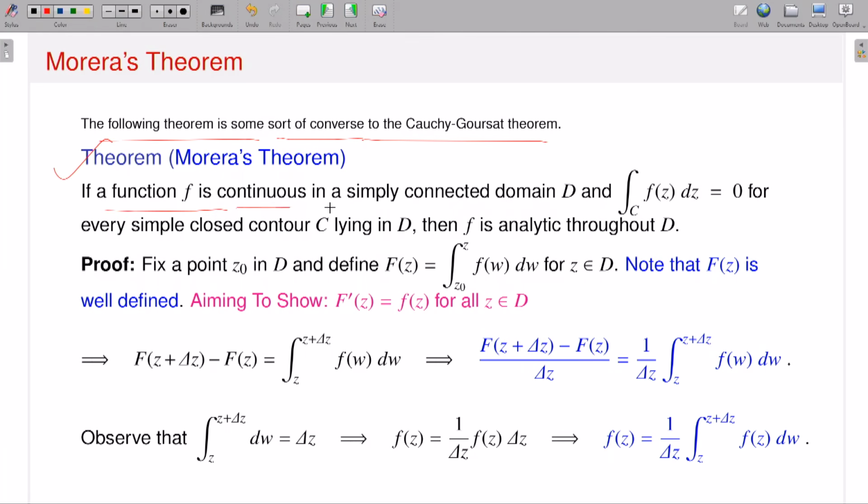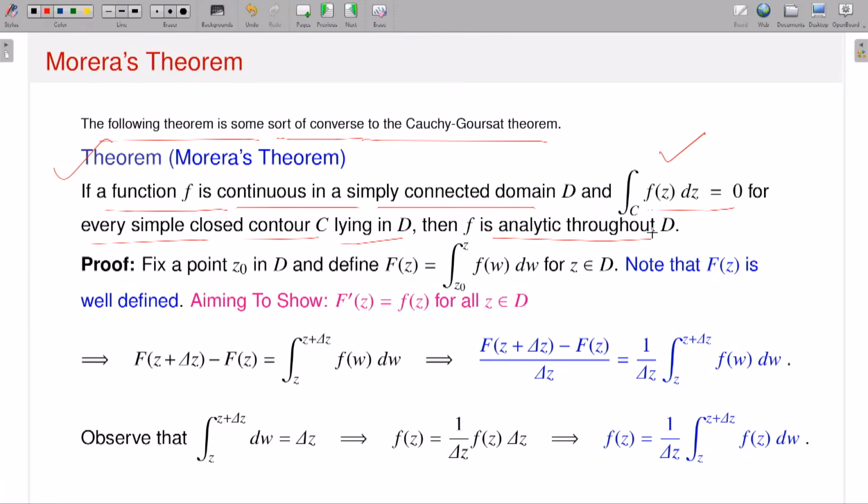By looking at the statement of the theorem, it will be clear. If a function f is continuous in a simply connected domain D, with the property that the contour integral of f over any simple closed contour is 0, that is, this is 0 for every simple closed contour C lying inside D, then you can conclude that your function f has to be analytic. I have discussed this kind of proof earlier, because if I have the assumption that f is continuous and the contour integral over any simple closed contour inside my domain is 0, then it will imply that my contour integral is path independent.